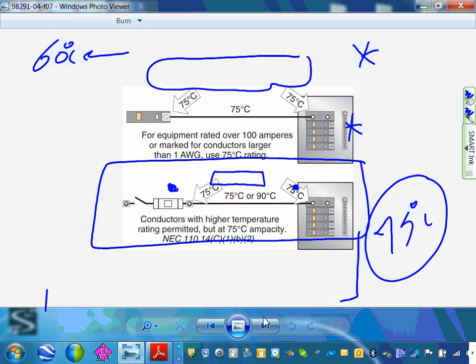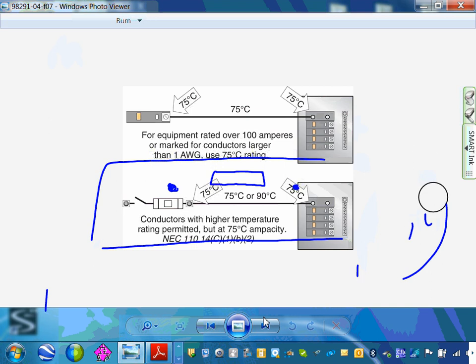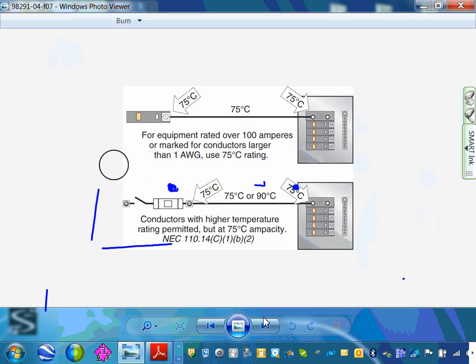Okay, and this is where the rest of them, guys, is 75. It's more than, we just talked about this one a second ago. If it's more than 100 or more than number 1, you default to 75. So this is the one with over 100, can you see? And over number 1, larger than number 1, 75. To summarize, guys: three-phase equipment, 75. Equipment more than 100 amp, 75. Equipment that has a cable larger than number 1, 75.